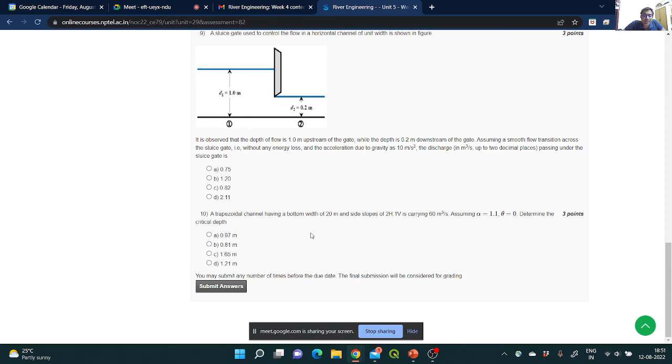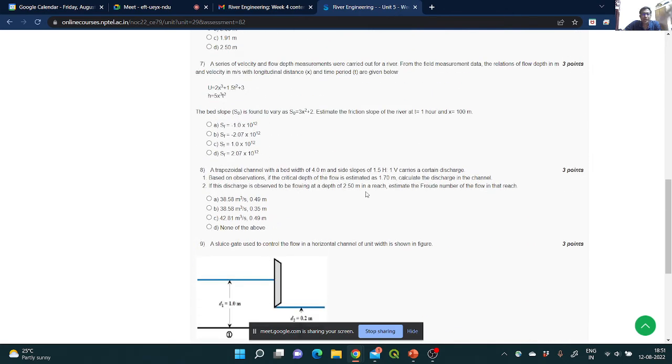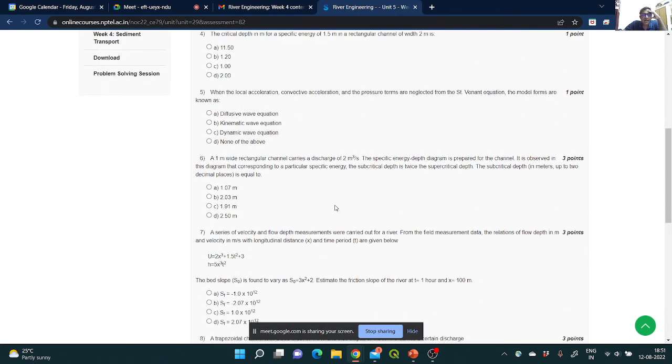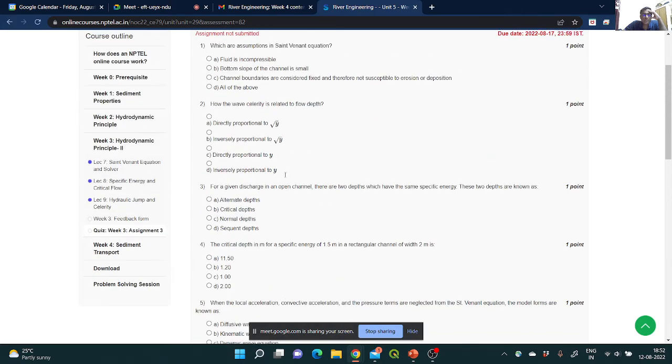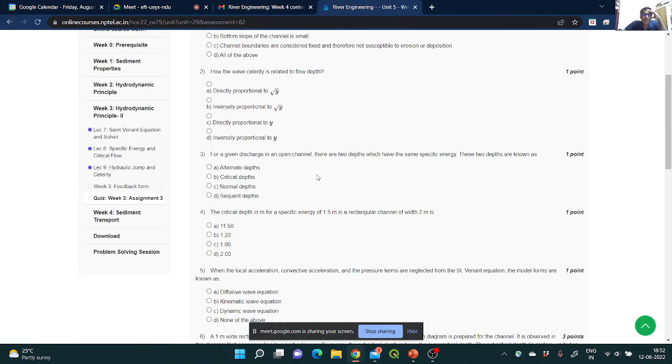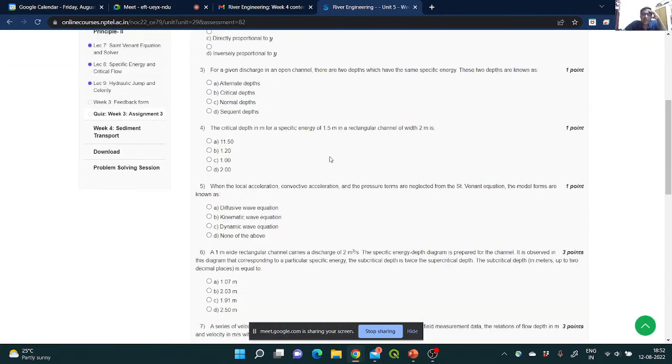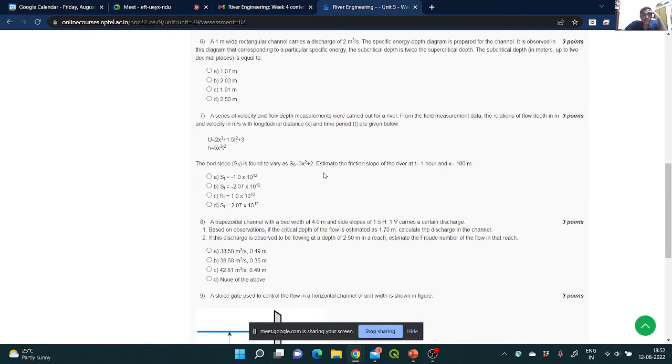I wanted to discuss the derivation of the specific energy and the critical depth in this lecture, but because of this malfunctioning, I could not do it. But I will be typing it manually in the presentation and sharing it with you. So no need to worry about that. Apart from that, these are just one-liners, so you should be able to solve these questions too.